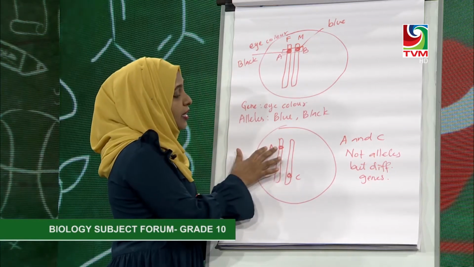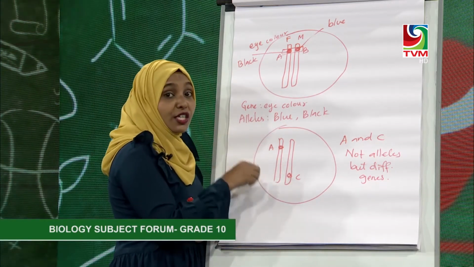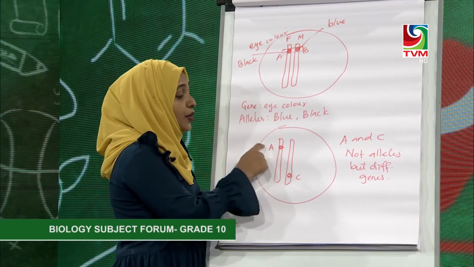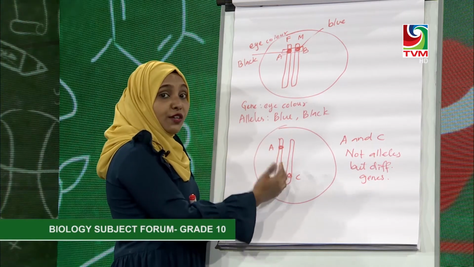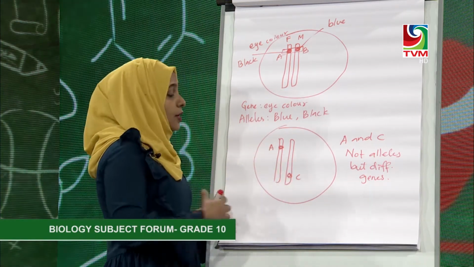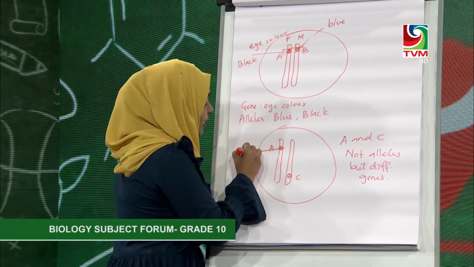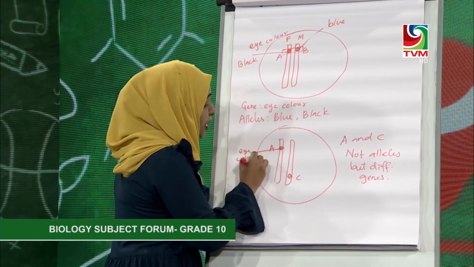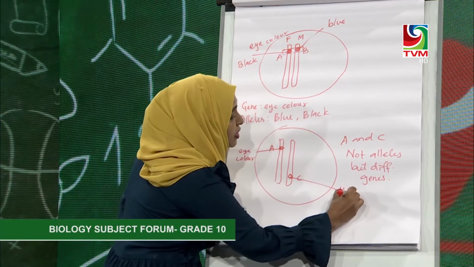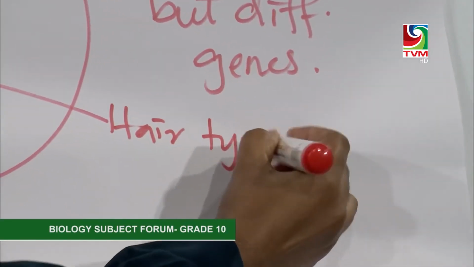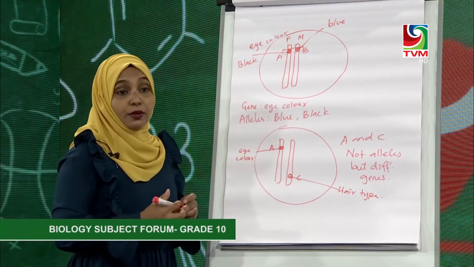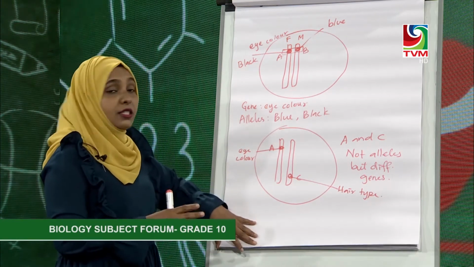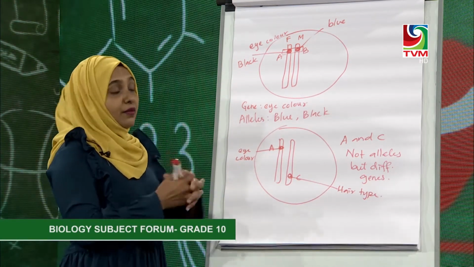And these two are different genes, not alleles, because they appear at different locations on the homologous chromosome. Let's say this is eye color, so this could be your hair type, the gene that codes for hair type. So these are two different genes, not alleles. All right, students?